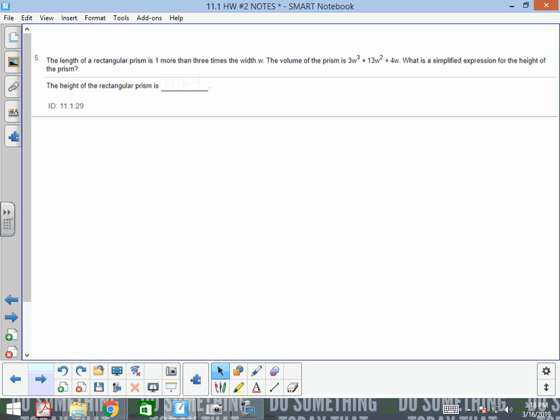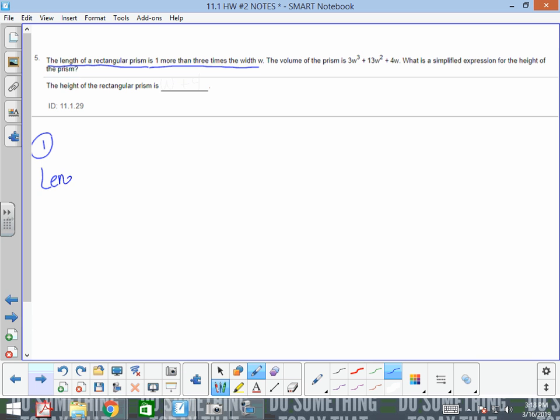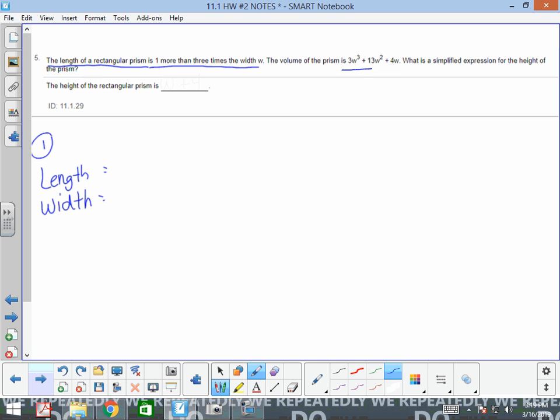All right, so here's a word problem for you dealing with a rectangular prism and its volume. First, it says the length of a rectangular prism is 1 more than 3 times the width W. So I have length and I have width. Alright, so I noticed that my volume has a W, so I'm going to deal with the W as my variable. So the width, and it does say width W right here too, so that helps me. Alright, so the width is W. The length is 3 times the width plus 1. Alright, so that's first.